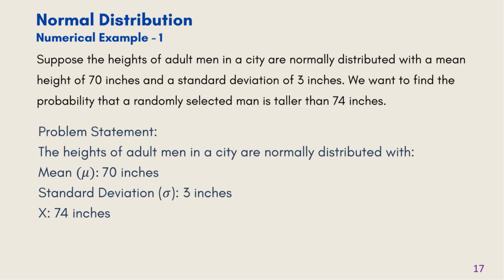Numerical example 1. Suppose the heights of adult men in a city are normally distributed with a mean height of 70 inches and a standard deviation of 3 inches. We want to find the probability that a randomly selected man is taller than 74 inches. Problem statement: the heights of adult men in a city are normally distributed with mean, mu, 70 inches, standard deviation, sigma, 3 inches, x, 74 inches.